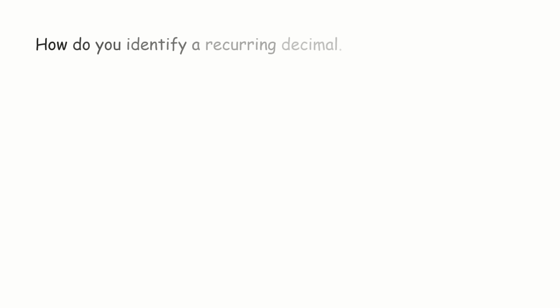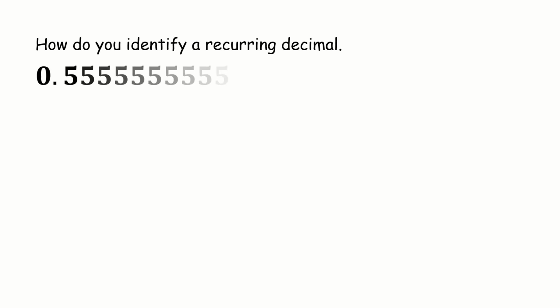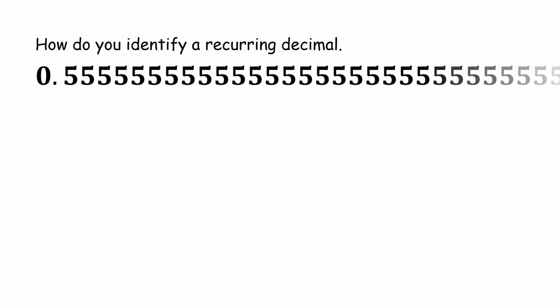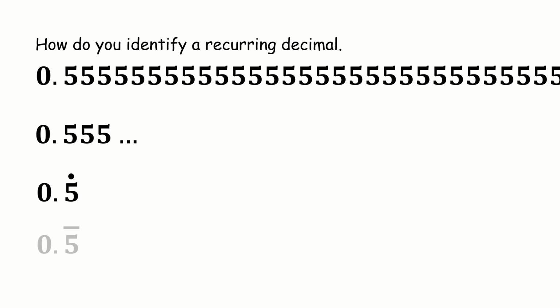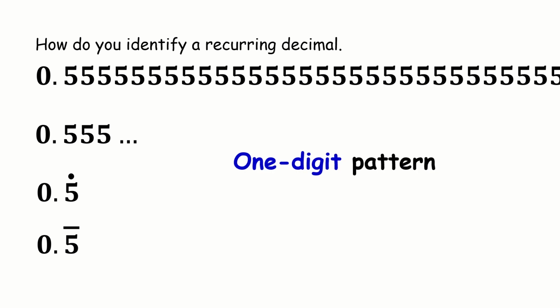So how do you identify a recurring decimal? It's either like this, 0.555 to infinity, which is unrealistic because our pen can't keep writing 5 forever. So we just technically write 3 dots to identify 5 is to infinity, or we put a dot on top of 5 to tell you that 5 is recurring, or a bar too. These are the ways we can identify recurring decimals. So this is an example of a one-digit pattern.